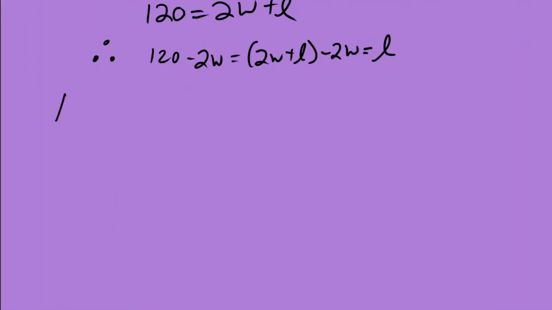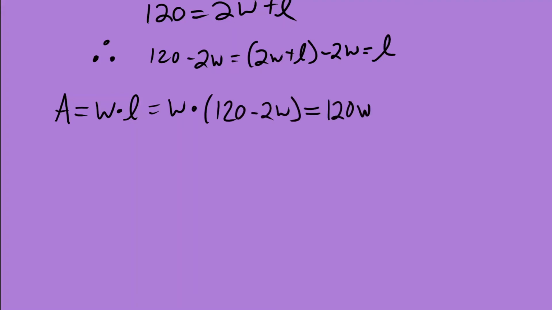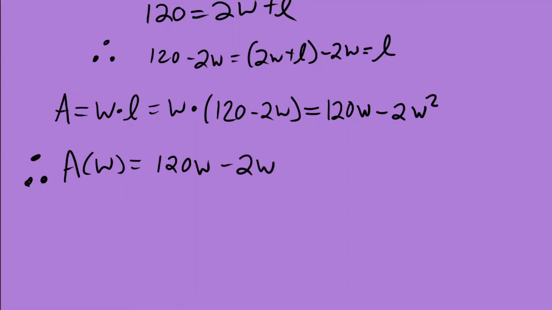Now, we know that the area of the rectangle is given by A equals L times W. That is quantity 120 minus 2W times W, and that is 120W minus 2W squared. So, we can write the area as a function of W. Namely, A of W is equal to 120W minus 2W squared.